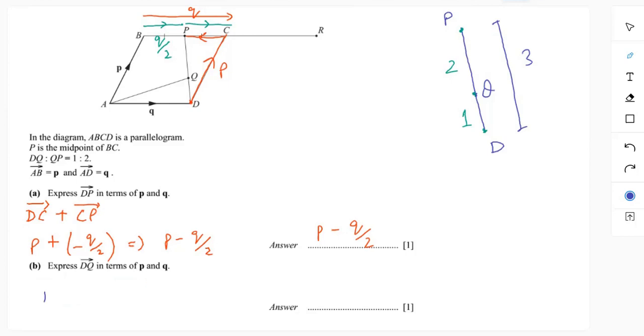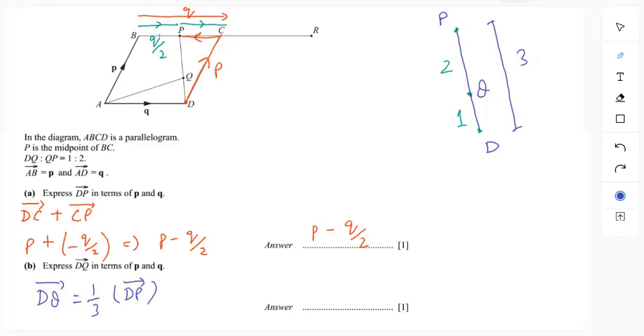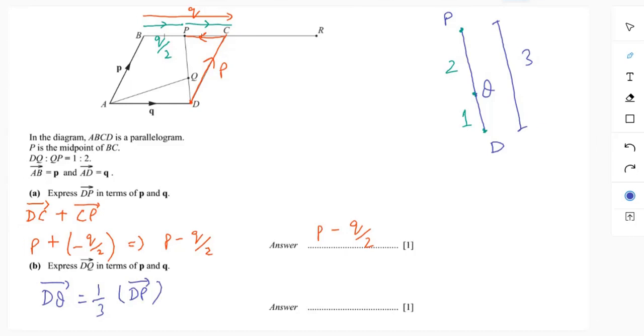Right? So essentially what you have is DQ equal to 1/3 times DP. वो जो DP पूरी लेंथ थी उसका 1/3 times हमने कर दिया and that will give us this. ठीक है? अब DP तो हमने पिछले पार्ट में फिगर आउट किया है. That was P minus Q over 2. उसको बस 1/3 से मल्टीप्लाई कर देते हैं. 1/3 into P minus Q over 2 and that gives you 1/3 P minus 3Q over 2.